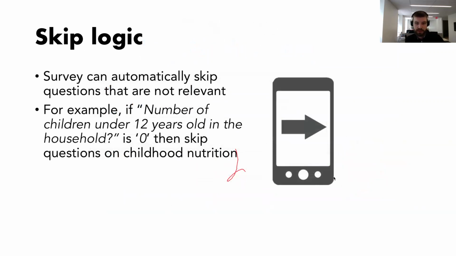So some of those things I was talking about, what exactly is skip logic? This allows you to automatically skip questions that are not relevant. If you're asking how many people in the household are under 12 years old and they answer 0, so that they have no children, you can then skip questions about childhood nutrition. Those questions don't matter for that particular survey. This can save a lot of time for your people doing the surveys.